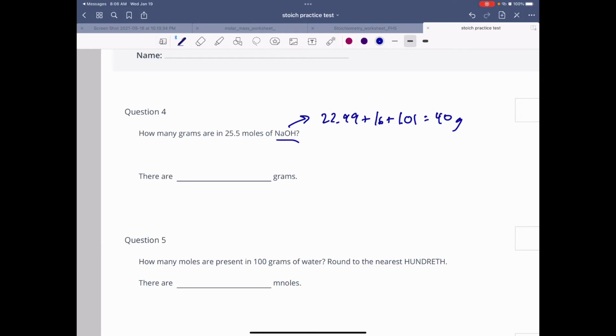You got 25.5 moles of it, so it's going to be 40 times 25.5. Makes sense, right? So 40 times 25.5, 1,020. So 1,020 grams.